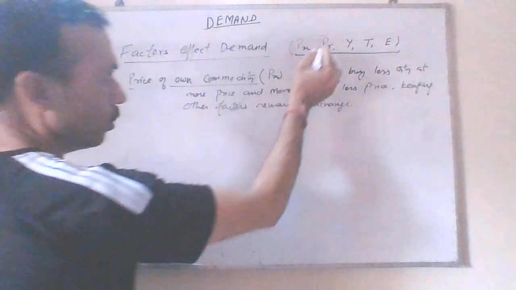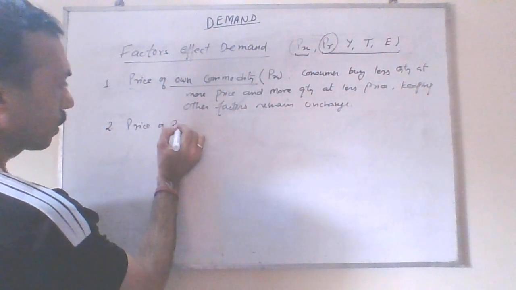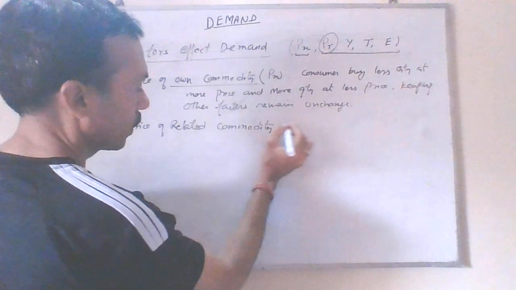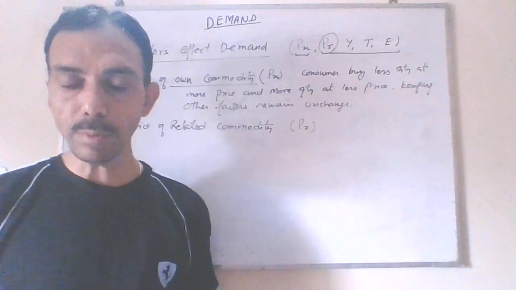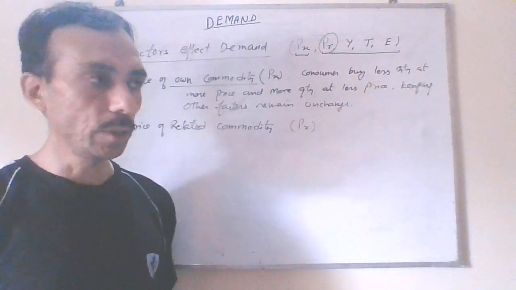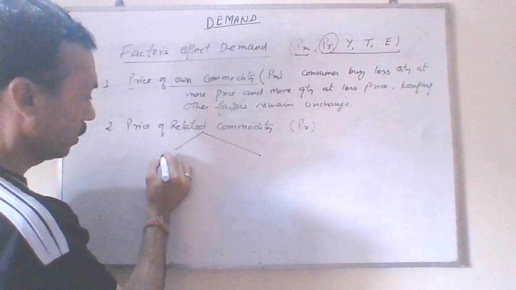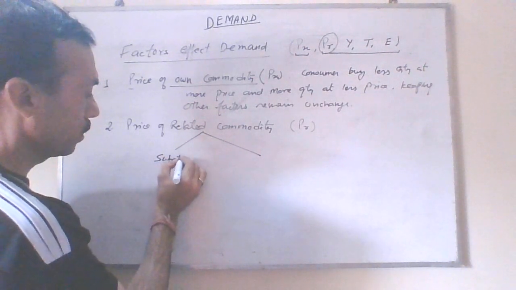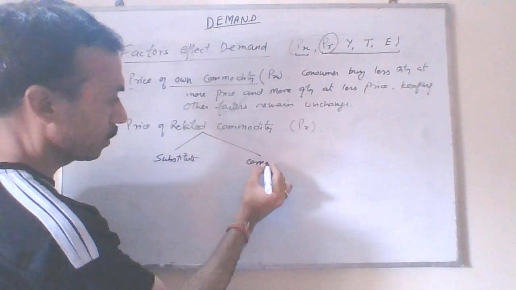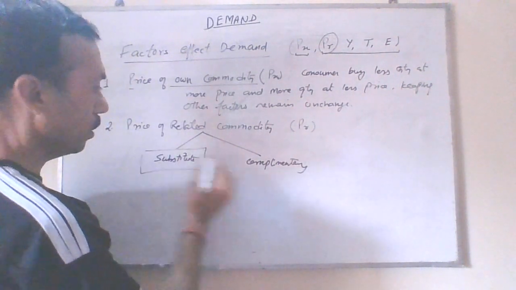Second is the price of related commodity, PR. Related commodities are those commodities which are related to that particular commodity. Related commodities are of two types: substitute goods and complementary goods.